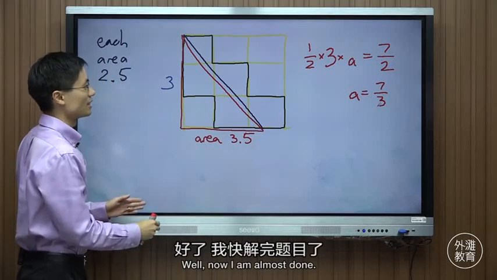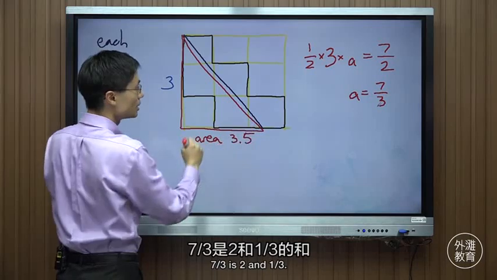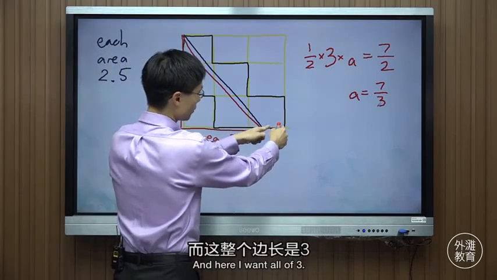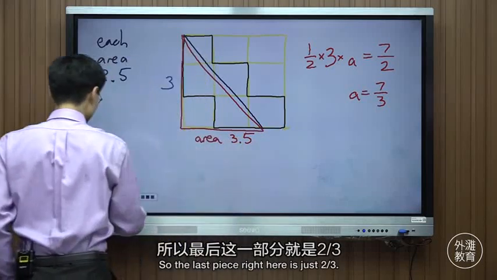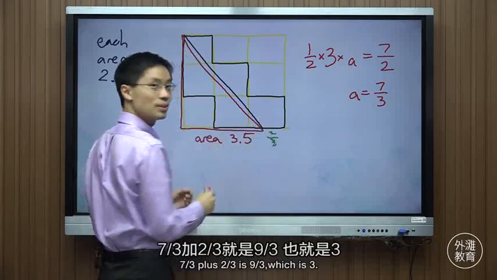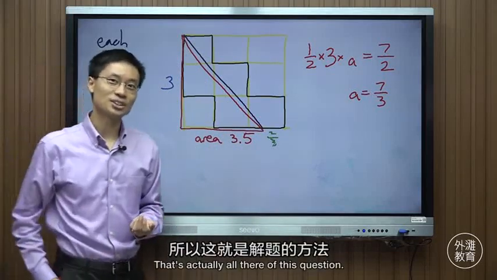Well, now I'm almost done. Because if A is 7 divided by 3, 7 divided by 3 is 2 and 1/3. And here, I want all of 3. So this last piece right here is just 2/3. 7/3 plus 2/3 is 9/3, which is 3. That's actually all there is to this question.